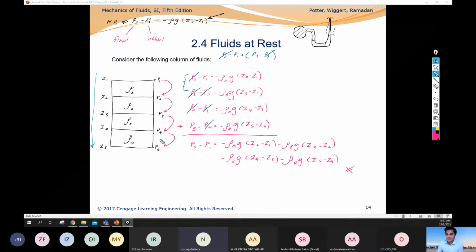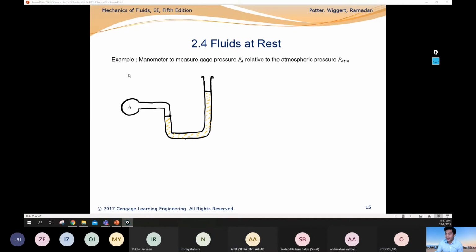Okay. Once you understand and know this is easy, why don't we try to use this kind of concept apply to one example. Okay, so far you guys understand the concept? Yes, doctor. Okay, so now we have the example that we're going to try. Alright, so this is example manometer to measure the gauge pressure P1 relative to the atmospheric pressure.